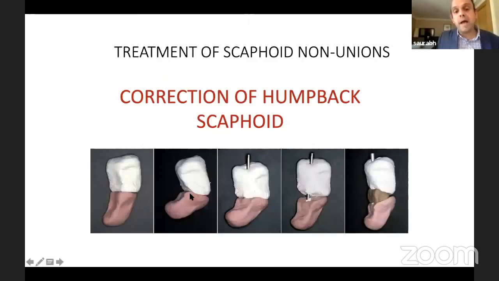Because if you see humpback, unless you go volar, you cannot correct it. If you go from the back, you can't correct the humpback. So you have to go volar, you have to correct it. This is a normal orientation. Then you hold it with a wire, like here, wire, under x-rays. Once you're happy, then you pack it up with graft.